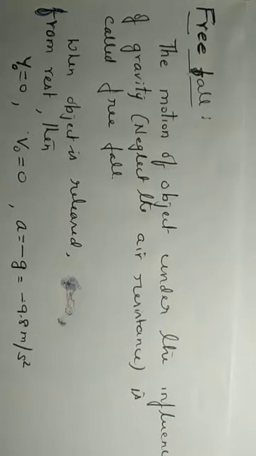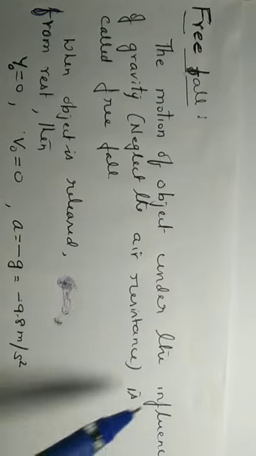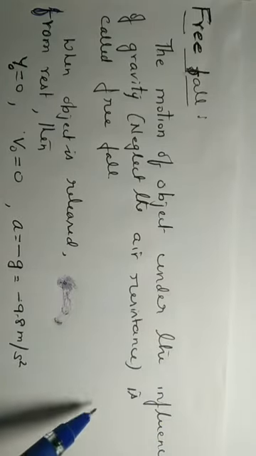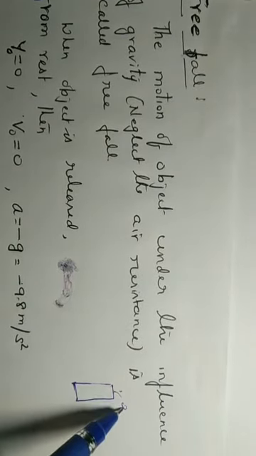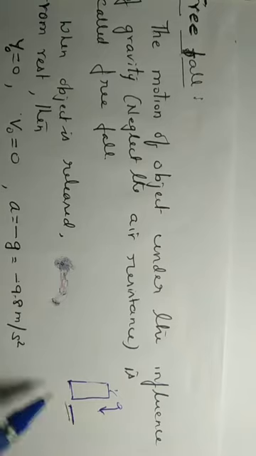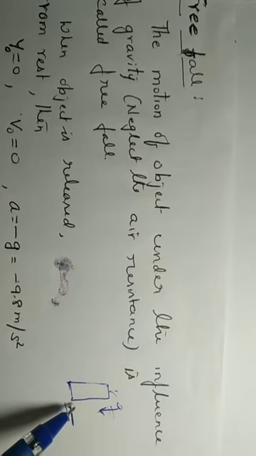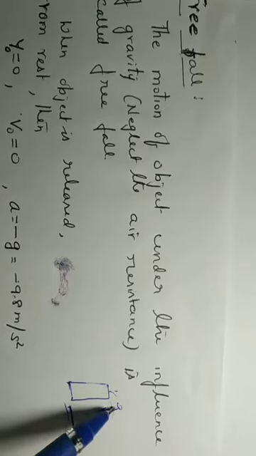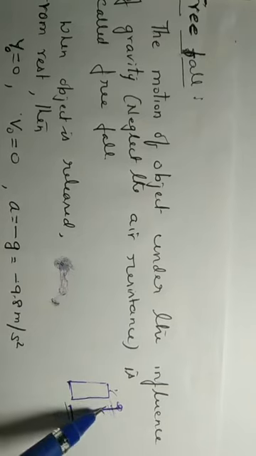Hello dear students, in the chapter motion in a straight line, let us study the topic free fall. So what is free fall? When you release an object from a wall, let us assume you are standing on a wall and dropping a ball, it will move towards the earth under the influence of gravity. If you neglect the air resistance, the motion is said to be a free fall. The motion of this ball is said to be a free fall.